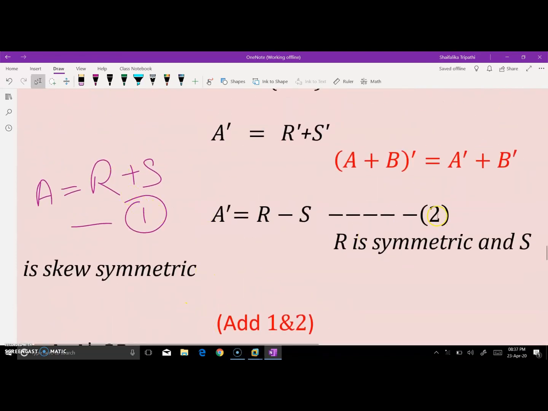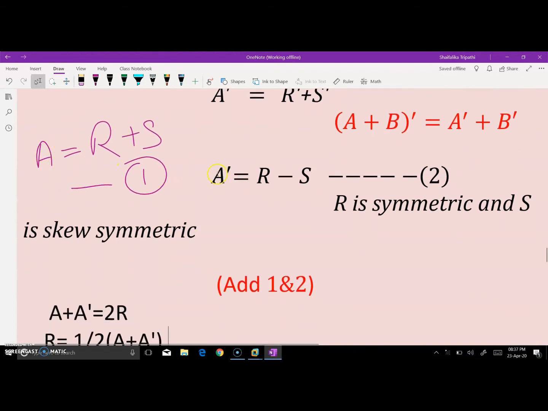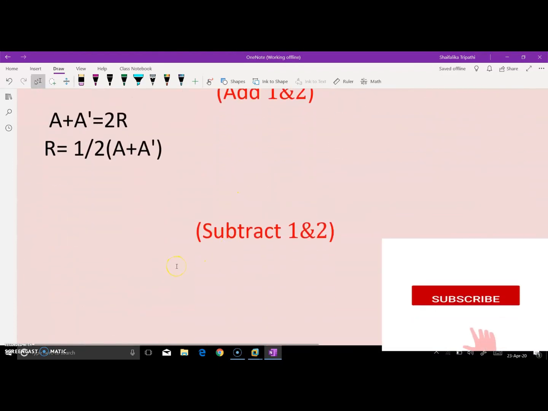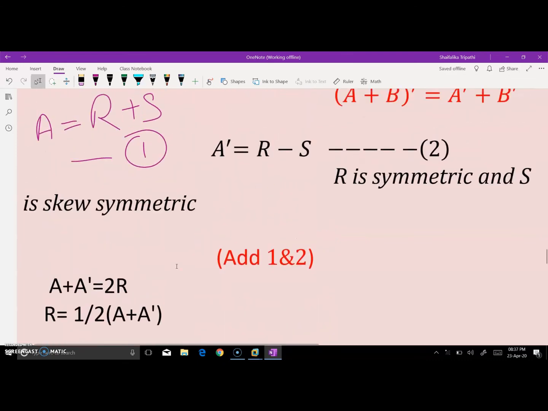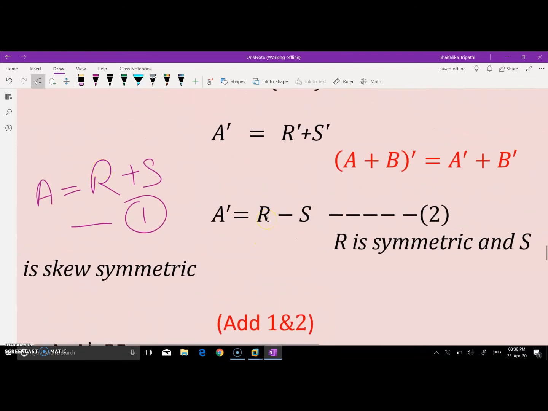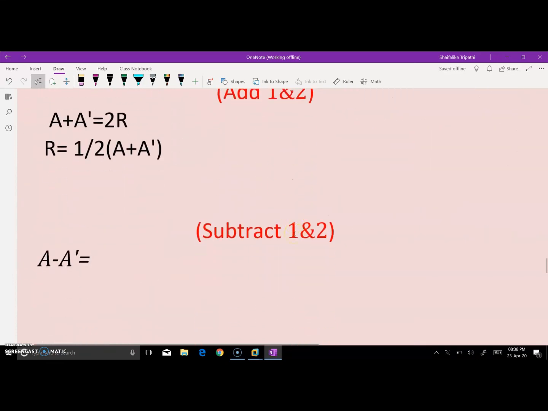And the next is subtract 1 and 2. Now this is 1 and this is 2, and we will subtract them. This will be A minus A transpose is equal to, when you subtract, R minus R will be cancelled, S minus minus S will be plus, so this will be 2S, right? And we can find S from here: S is equal to 1 by 2 (A minus A transpose). All right, now this is R and this is S.